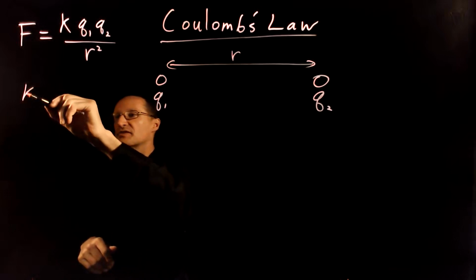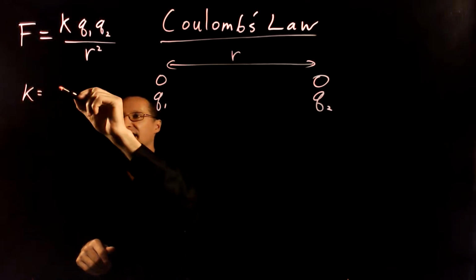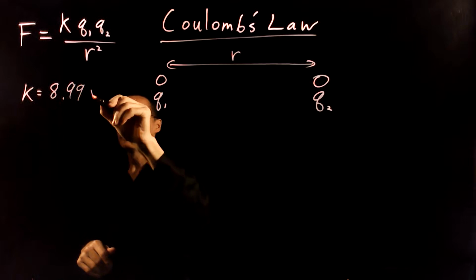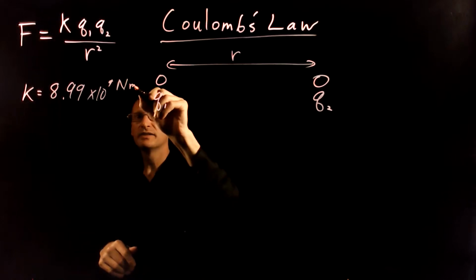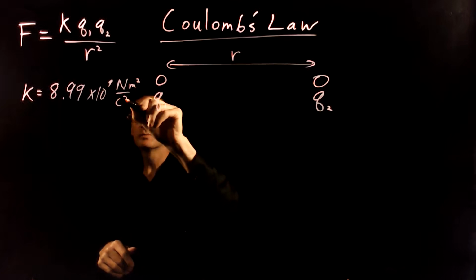The constant of proportionality here, k, is 8.99 times 10 to the 9th, and that's going to have units of newtons meters squared per coulomb squared.